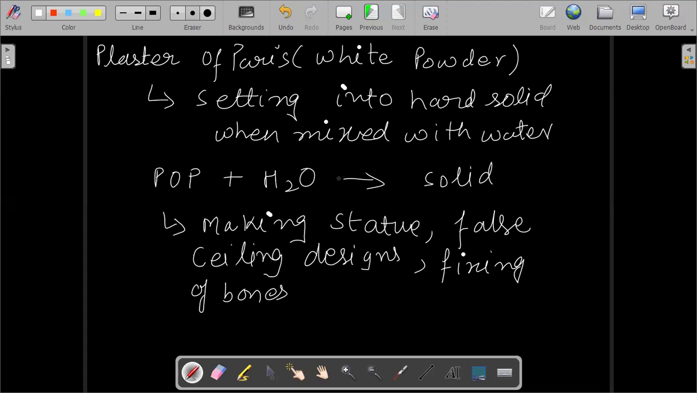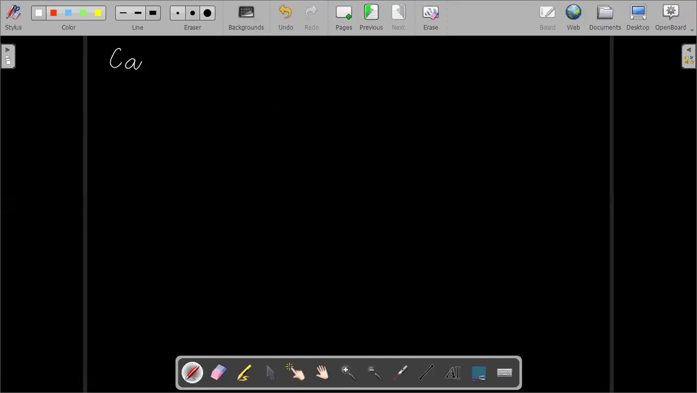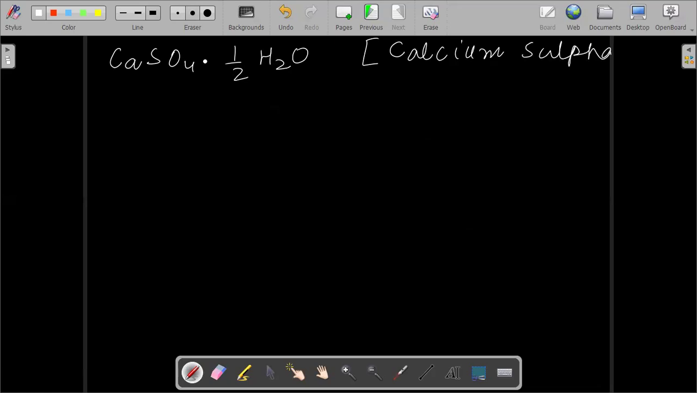Now coming to the chemical nature. This POP, its formula is calcium sulfate hemihydrate, CaSO4 dot half H2O. POP or calcium sulfate hemihydrate.